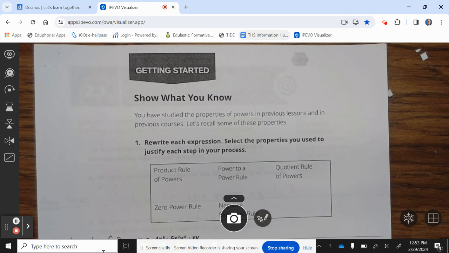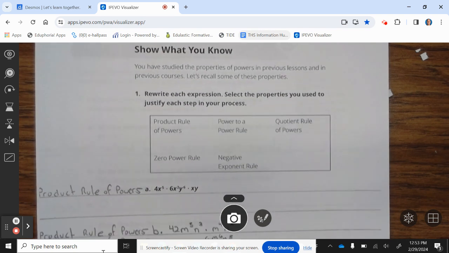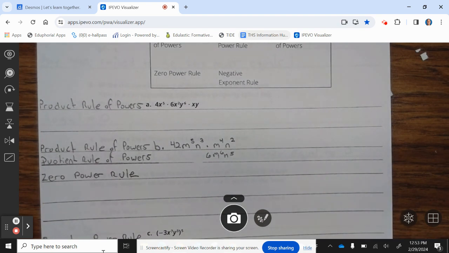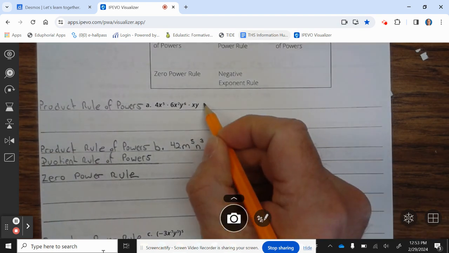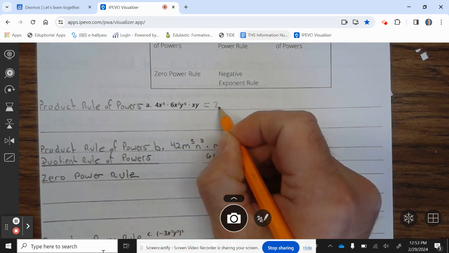Getting started. Show what you know. You have studied the properties of powers in previous lessons and in previous courses. Let's recall some of these properties. 1. Rewrite each expression. Select the properties you use to justify each step in your process. Okay. A uses the product rule of powers. So to simplify that, first off, 4 times 6 is 24.